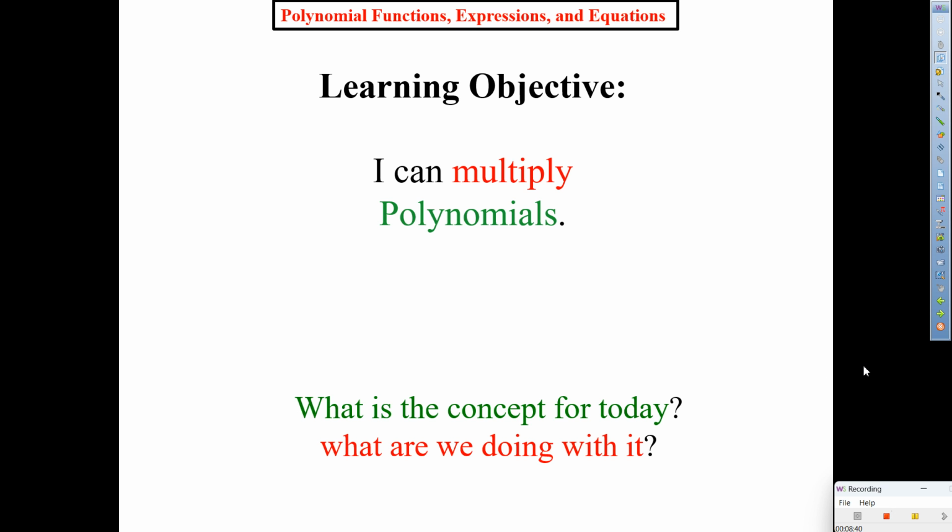Here we go. I can multiply polynomials. Tell your neighbor the definition for polynomials. They should know by now. What are polynomials? ¿Qué son polinomios? Tell your neighbor.